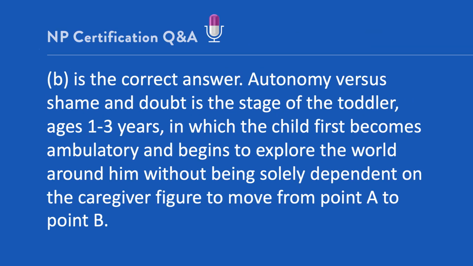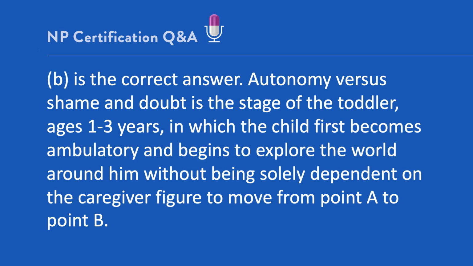Autonomy versus shame and doubt is the stage of the toddler, according to Erikson, between the ages of 1 and 3 years. And remember, this is the time in which the child first becomes ambulatory and begins to explore the world around him or her without being solely dependent on the caregiver figure to move from point A to point B. The average age of walking is 1 year. And I know that there are kids that walk earlier and there are kids that walk later, but the average age in which a child can walk without assistance is 1 year.